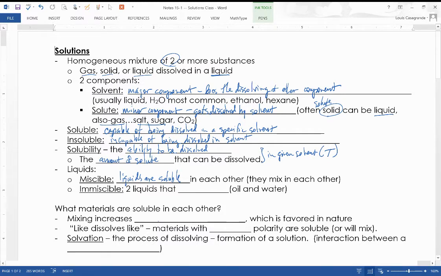There are liquids that are immiscible, like oil and water. So two liquids that do not mix. And we saw some of that in the lab last week, and we'll talk a little bit more about that today as well.